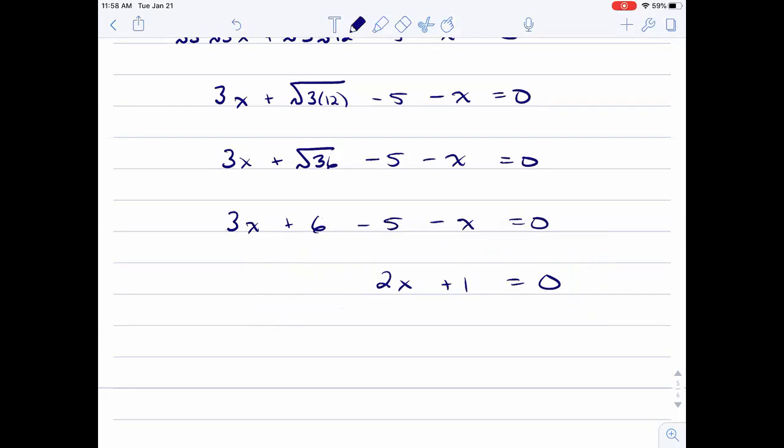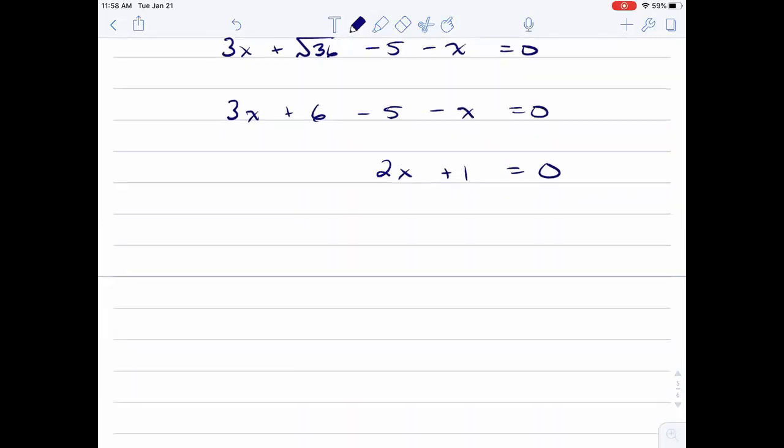Now I can say, okay, well, I'm going to isolate x, right? So now I'm going to move everything to the other side and try to figure out what value of x makes this true. And so now I've got 2x is -1, right? Subtracting 1, but not really showing it anymore, from both sides. And so x is going to be -1 divided by 2. And that's our answer.